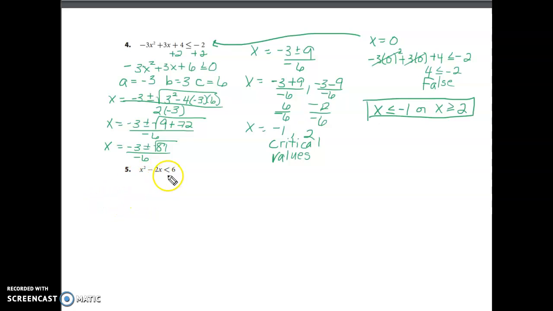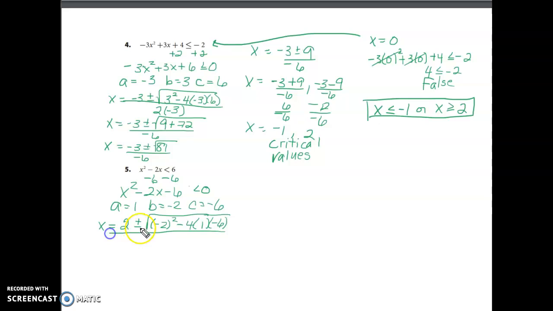Okay, on the next one, again, I'm going to set it equal to 0, so I'm going to subtract 6 from both sides. So I'm going to have x squared minus 2x minus 6 is less than 0. And I'm going to use quadratic formula again because this is not factorable. So a is equal to 1, b is equal to negative 2, and c is equal to negative 6. Then I'm going to substitute my values in. X equals negative b, which would be a positive 2, plus or minus the square root of negative 2 squared minus 4 times 1 times negative 6. That's my negative 4ac part, all over 2a.